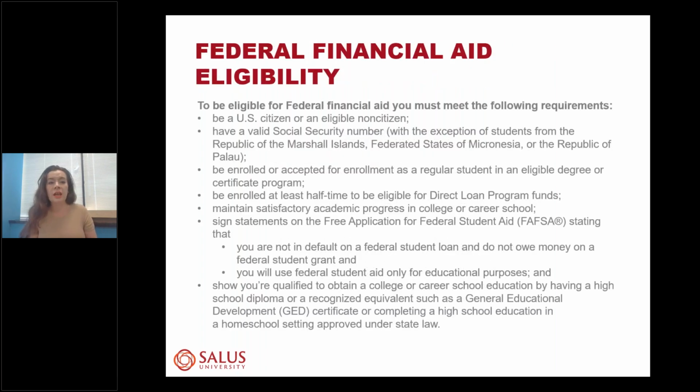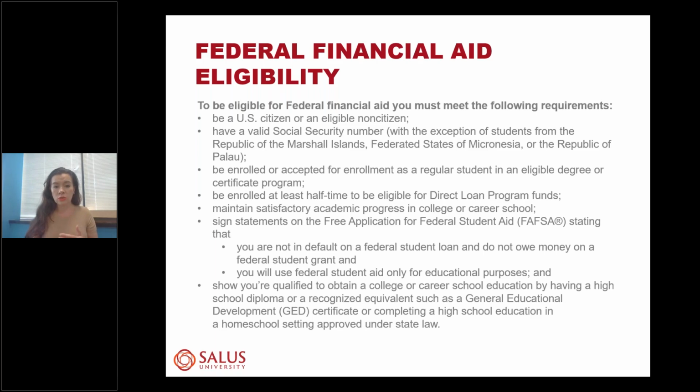Okay, so how are you eligible for federal financial aid? Well, you need to meet the regular requirements. First of all, if you were eligible in undergrad, you should still be eligible on the grad level. These regular requirements are: you need to be a US citizen or an eligible non-citizen. You need to have a valid social security number. You need to be enrolled or accepted for enrollment as a regular student in an eligible degree or certificate program. You need to be at least half time. If you're looking at one of our cohort programs, then you're good. That satisfies that requirement. You need to make satisfactory academic progress.